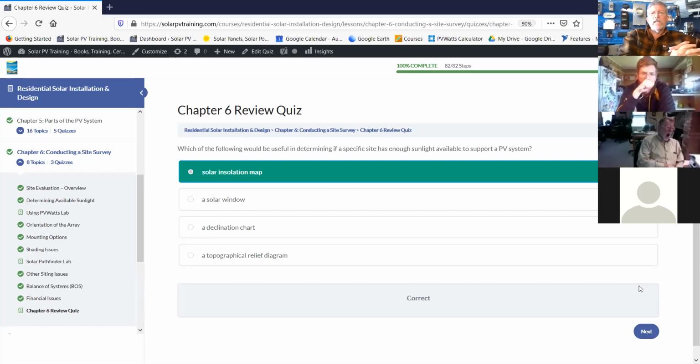So solar insolation maps have pretty much gone the way of DOS. You know, I mean, it's really just superseded by PV watts.